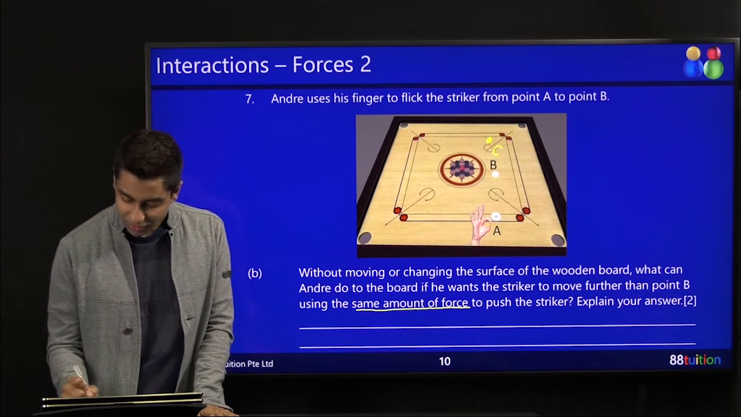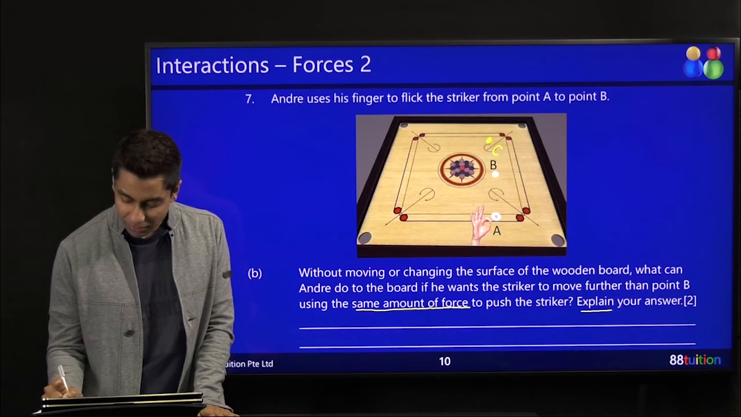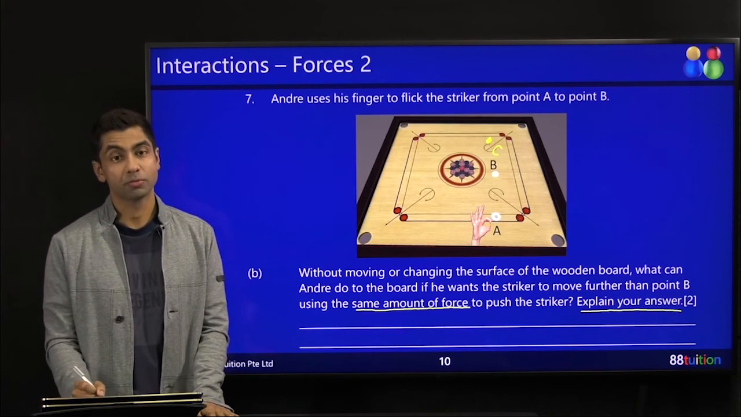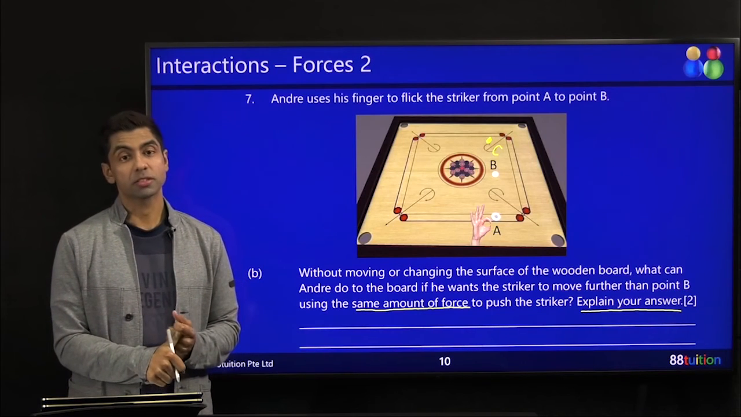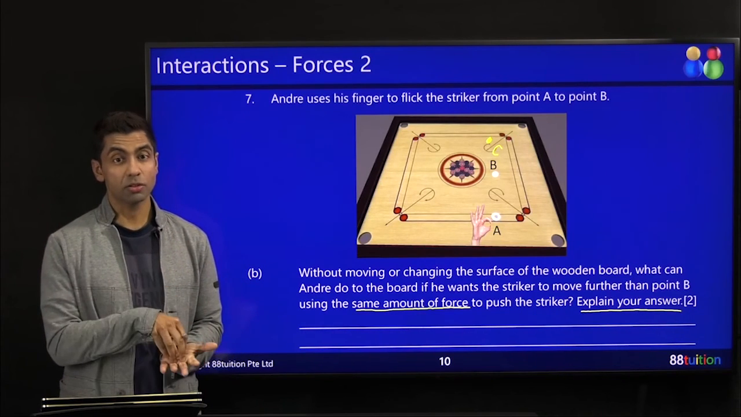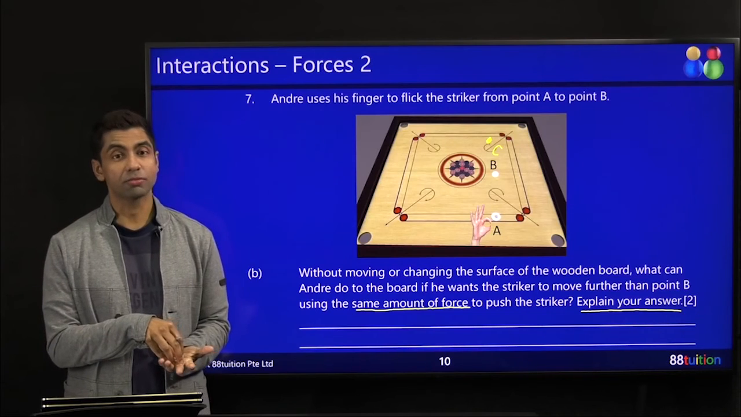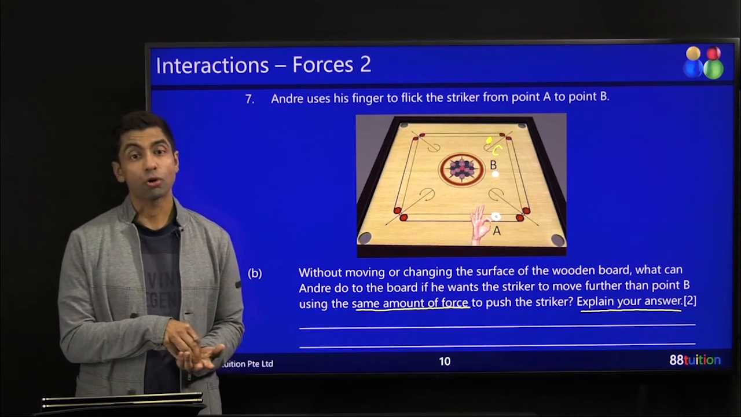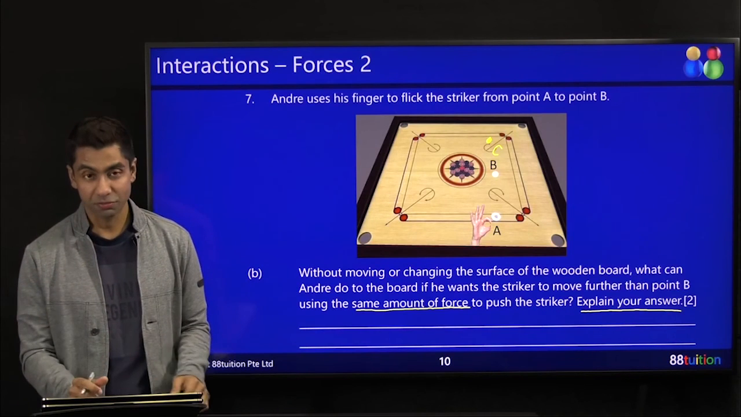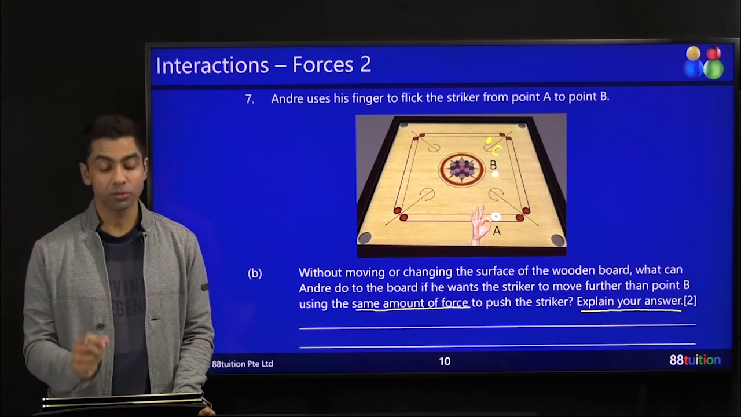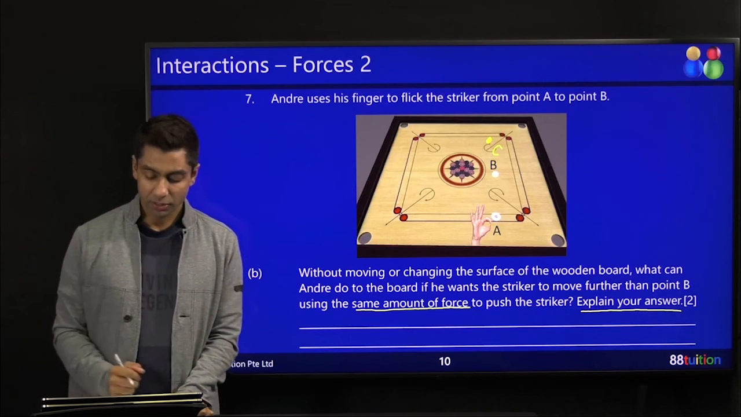So that's the answer that I'm going to write, and then I'm going to explain that answer as well. First, I'm going to put talcum powder, a powder on it, because the striker is going to sit on little tiny beads of this powder, therefore reducing friction. I want to hear you say reducing friction. I want to see you write reducing friction. Okay, there you go.